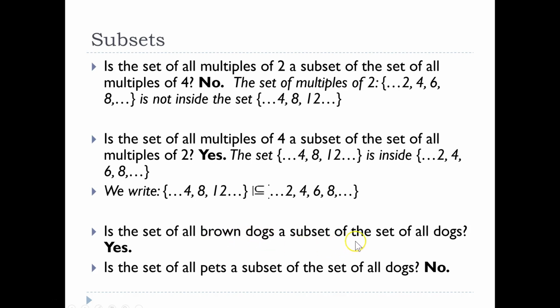The set of all brown dogs is a subset of all the dogs because brown dogs are inside the set of all dogs. But the set of all pets is not a subset of the set of all dogs. They overlap. There are pets that are dogs. There are pets that are not dogs. There are dogs that are pets. There are dogs that are not pets. They overlap. It is not true that one is inside the other.